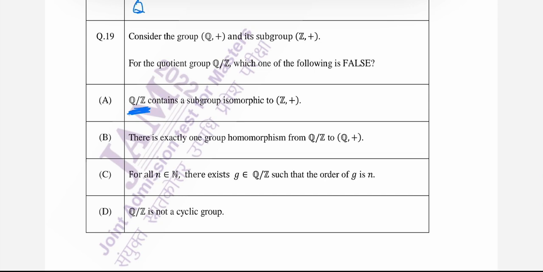Here at the top, Q/Z. The elements of this group: Z is the identity element, and thereafter 1/2 + Z, 1/3 + Z, 2/3 + Z, 1/4 + Z, and 2/4 + Z is equal to 1/2 + Z. That is already written. So the next will be 3/4 + Z, and so on.